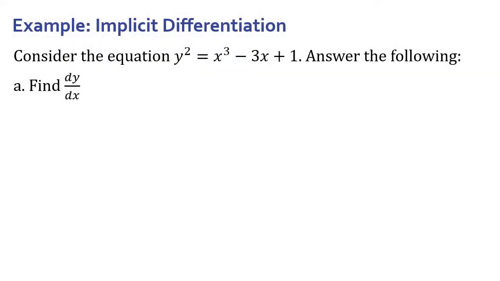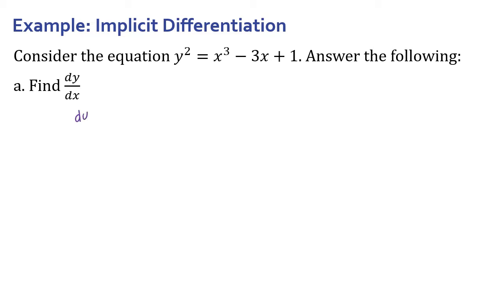Okay, let's look at one more example and kind of tie all of this together. Consider the equation y squared equals x cubed minus 3x plus 1. Answer the following. Part A, find dy/dx. Okay, so we can see this is an implicit equation because we don't have just y equals, we have this y squared equals. Okay, so let's go through these steps.